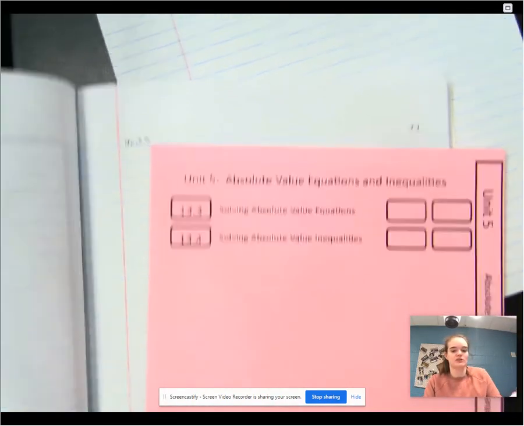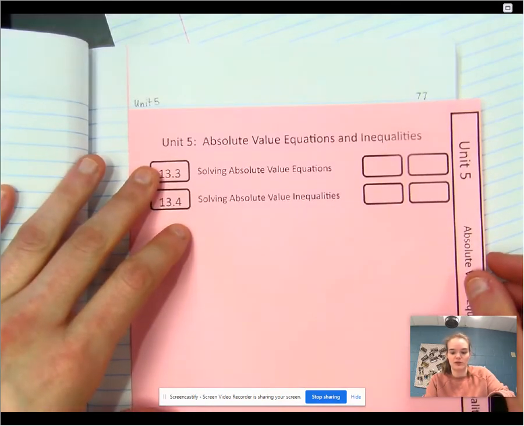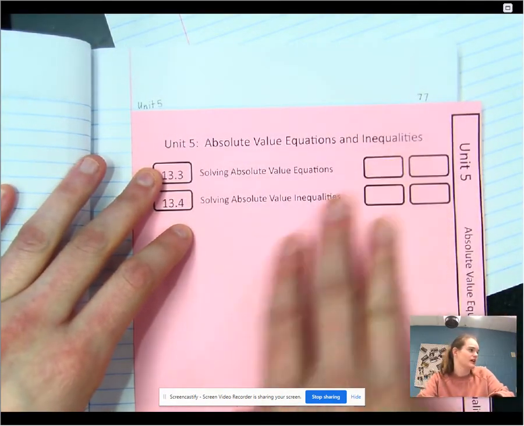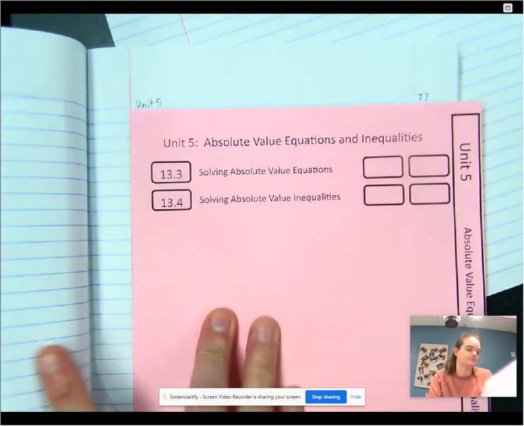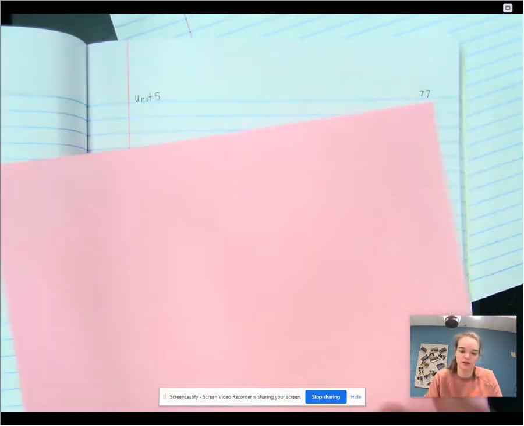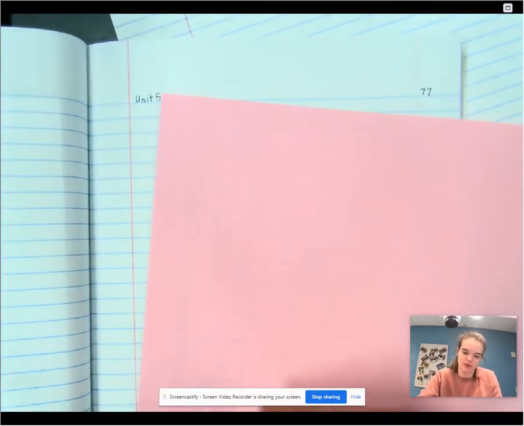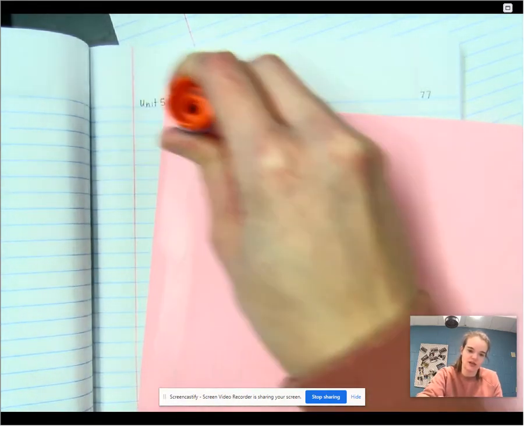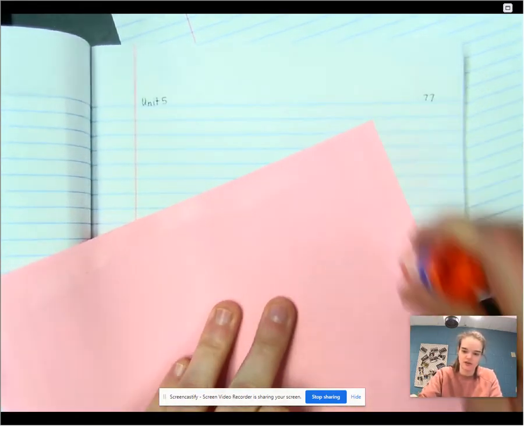We're going to glue it in so that this piece hangs off, because that's the point in it being a tab, guys, so that it hangs off over there on the side a little bit. So we'll go ahead and glue that in. And then we will get started on the lesson for today after we label our pages.